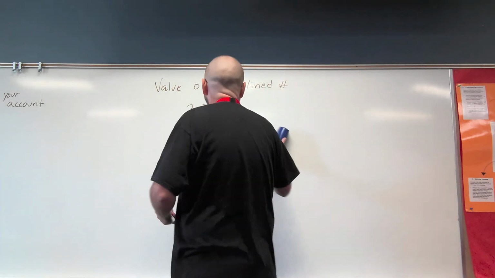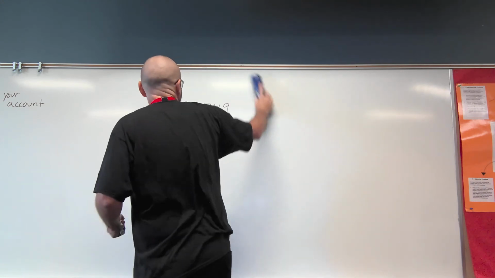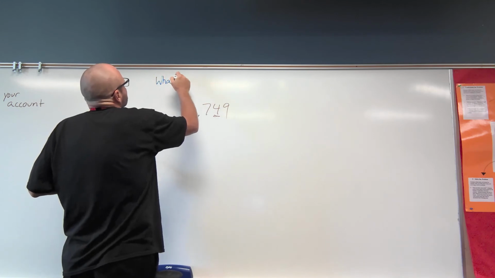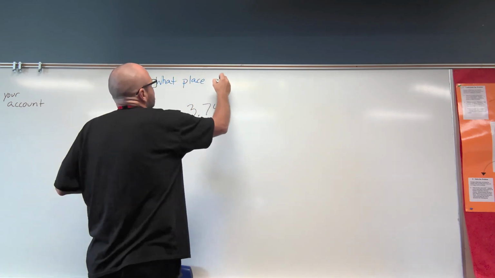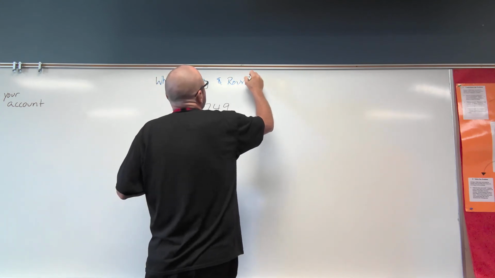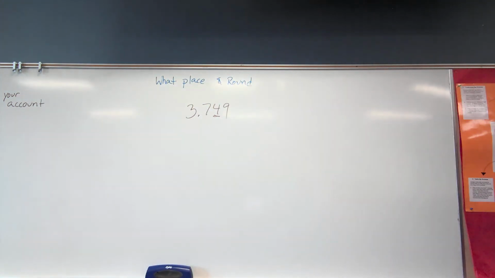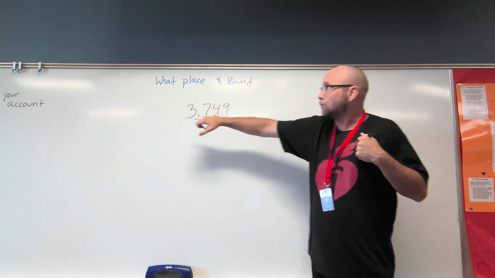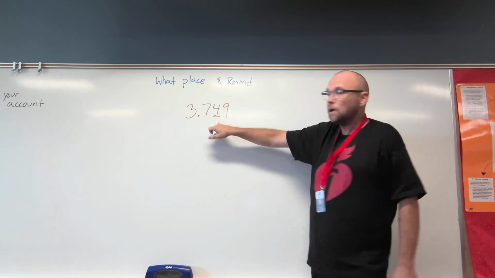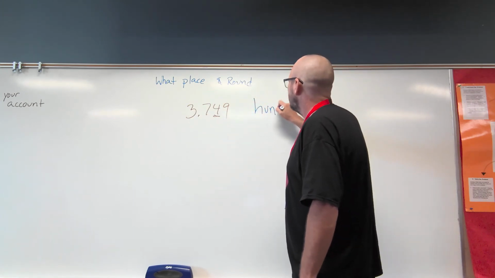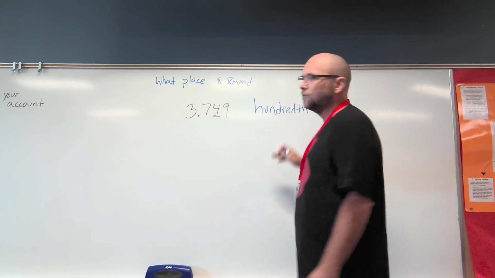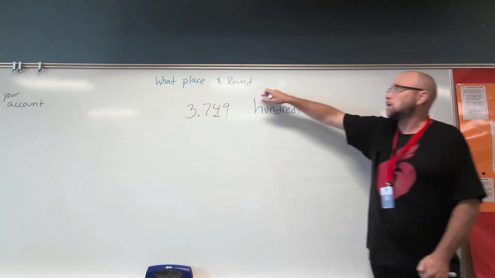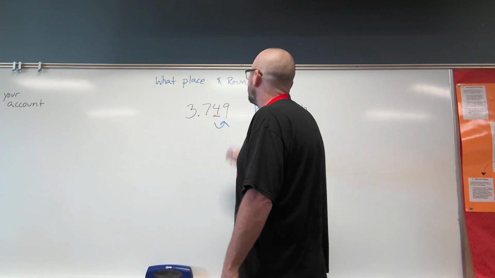Now, if the question was, which there will be a question like this, what place value is the underlying digit? And then round to the underlying digit. So this section on your review today has 2 questions. What place value is it in? And round to that place value. So first we'll do what place value is this 4 in? Hundredths. That's the place value. It's not asking for the value of it, it's just asking for what place it's in. It's in the hundredths.